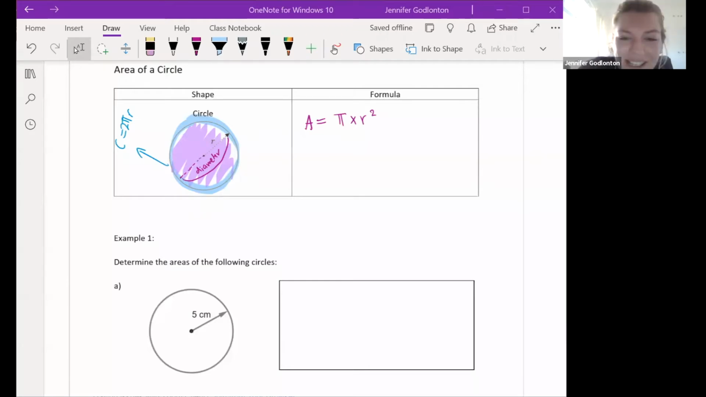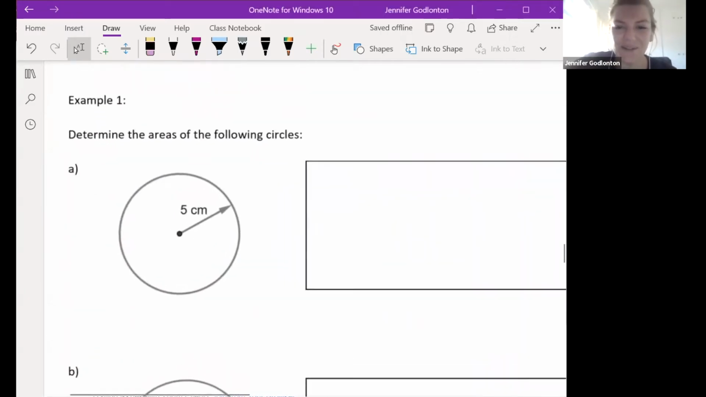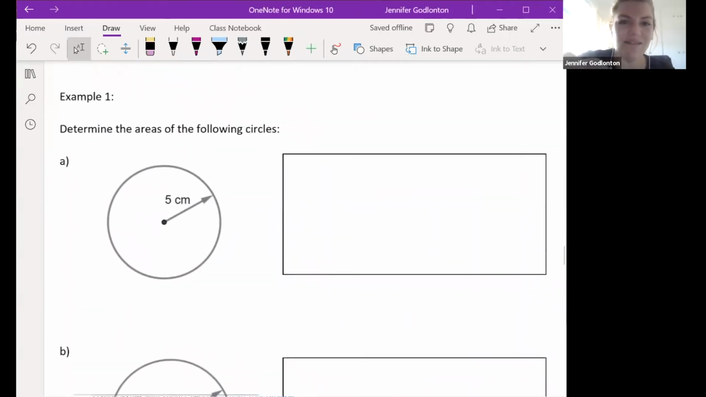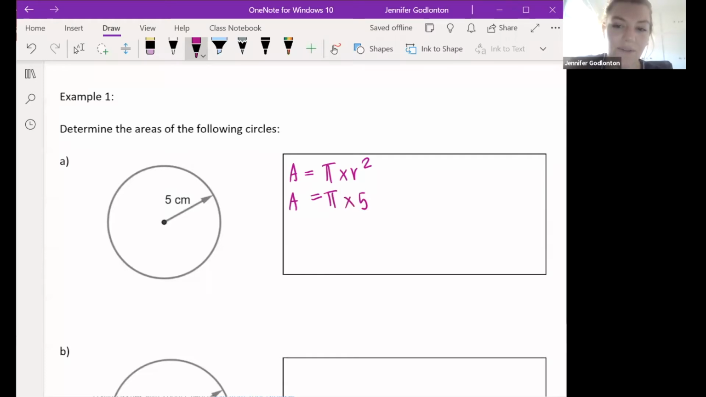Okay, I'm seeing great things that are happening over here. I'm seeing beautiful answers. The only thing that I'm not seeing is units, which is making me a little bit grumpy. Here we go. Okay, beautiful. So when we're looking at this, we've got our circle, we've got our radius, which is 5 centimeters here. So we're going to say our area is equal to pi times our radius squared. So our area is going to be pi times 5 squared.